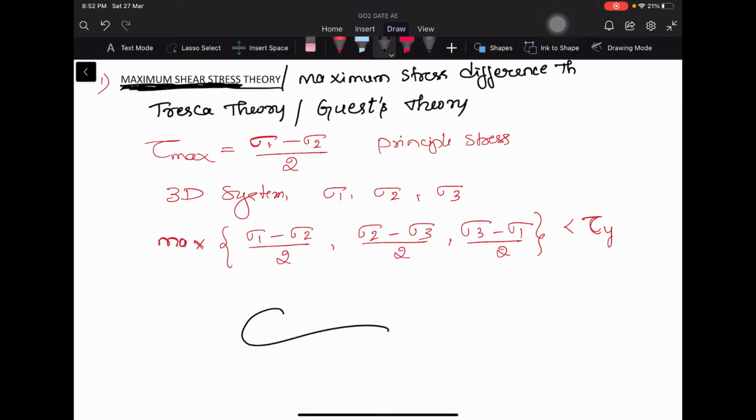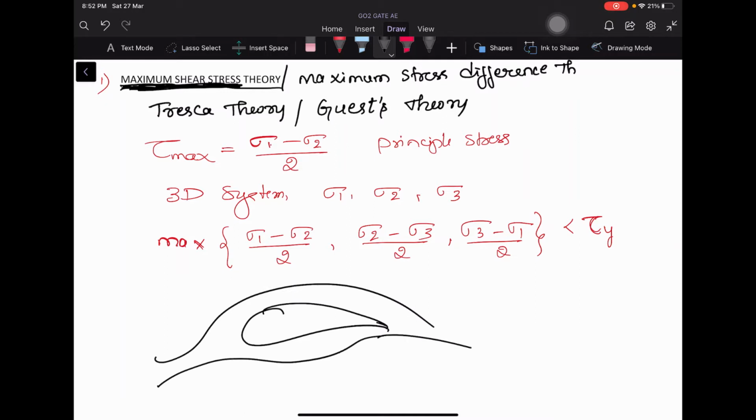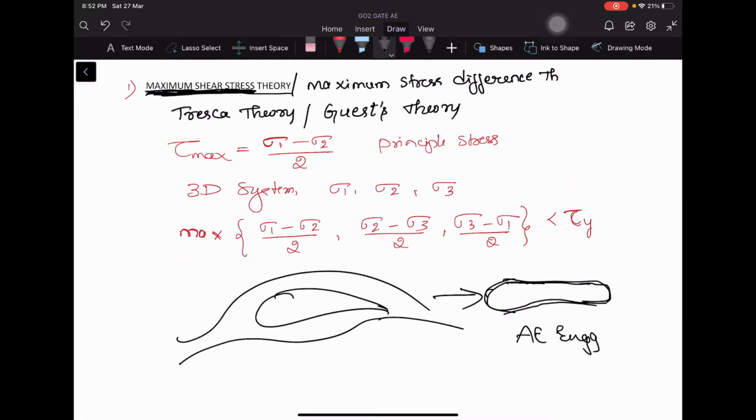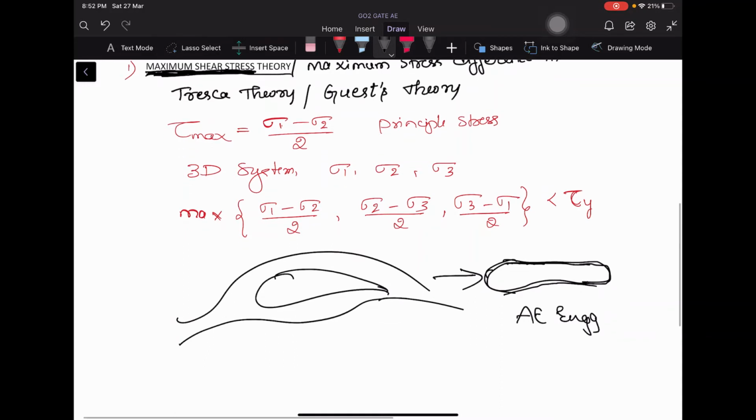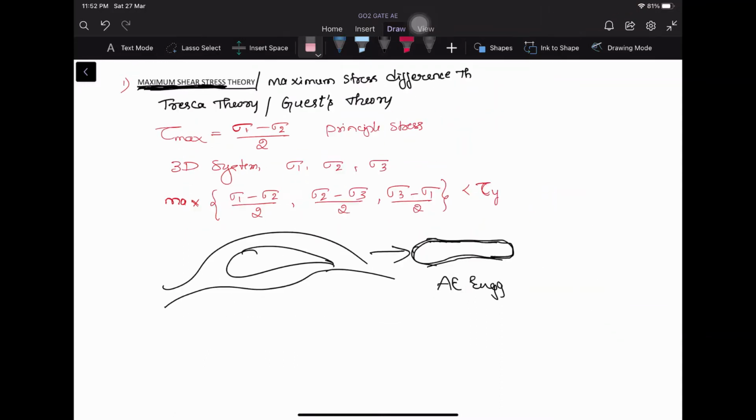For example, you have an airfoil. You have designed your airfoil for the smooth flow and to generate lift. So there is some deformation and your airfoil has changed its shape. So now, the purpose for which you have designed this airfoil is not satisfied. This starts behaving in a different way. So this is a failure for an aerospace engineer. So you need to look after this. You have to know the maximum stress, and this maximum stress should be less than your yielding stress. So this is the formula for your maximum shear stress theory.